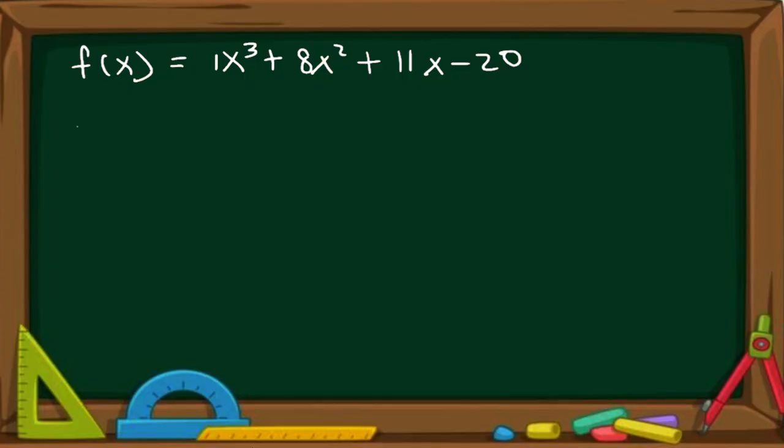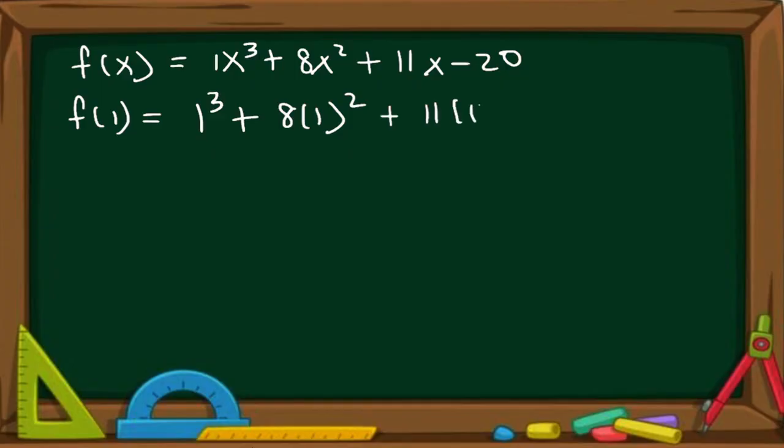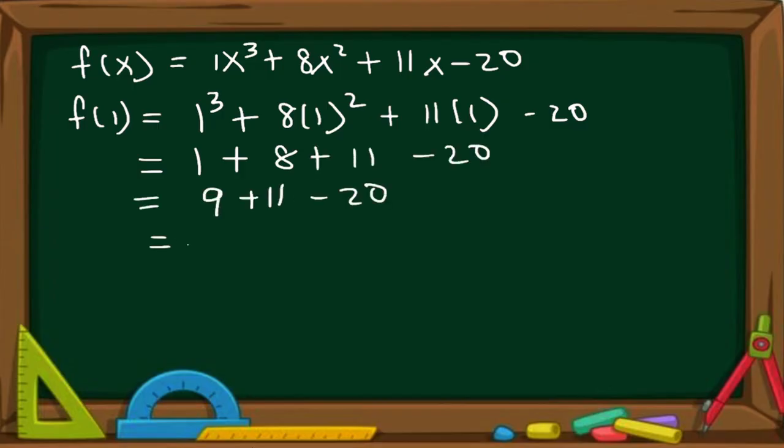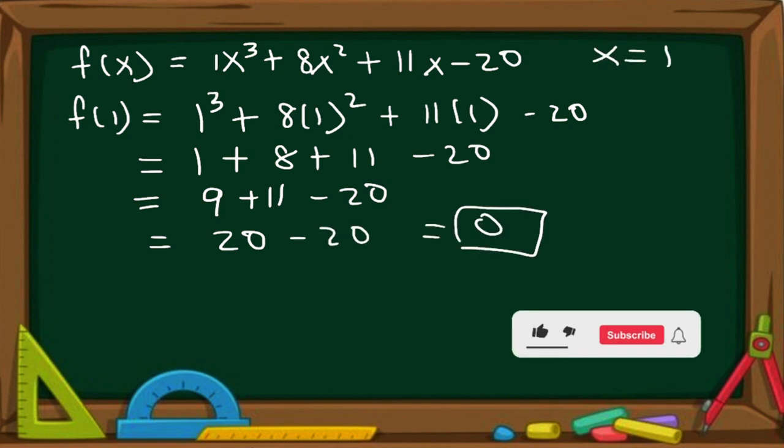Let's see if f of 1 is equal to 0. So it's going to be 1 to the third power plus 8 times 1 squared plus 11 times 1 minus 20. So 1 to the third power is 1, 1 squared is 1 times 8, and then this is going to be 11. 1 plus 8 is 9, 9 plus 11 is 20, and 20 minus 20 is 0. So 1 is a 0. Therefore, we could say that x is equal to 1. So that's the first answer that we have.